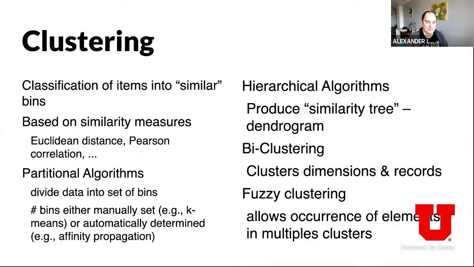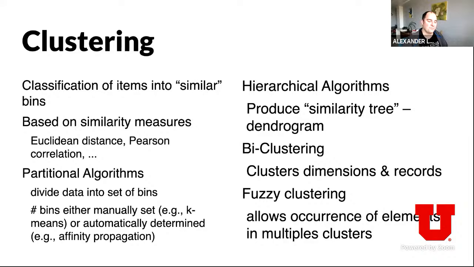And then we have 3, or let's say 4, different types of clustering algorithms. The first one are partitional algorithms that divide a data set into a set number of bins or clusters. Each point is assigned to, for example, exactly 1 cluster, or maybe sometimes no clusters. And the question here is, how many clusters do I want? These are either manually set, for example, in k-means, or they're automatically determined by the clustering algorithm, for example, in affinity propagation.